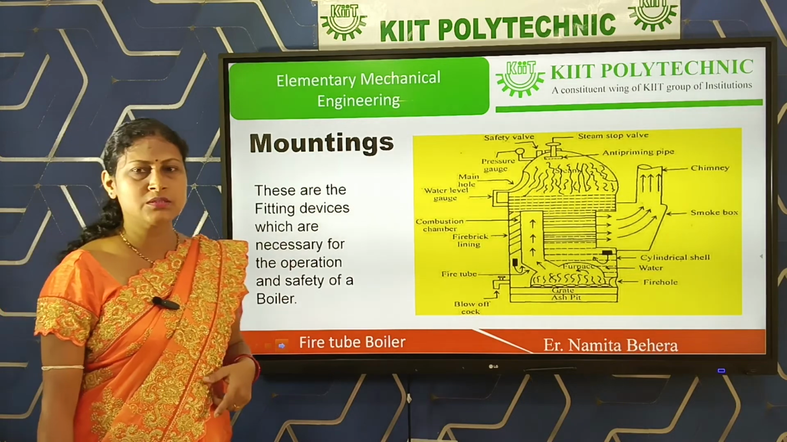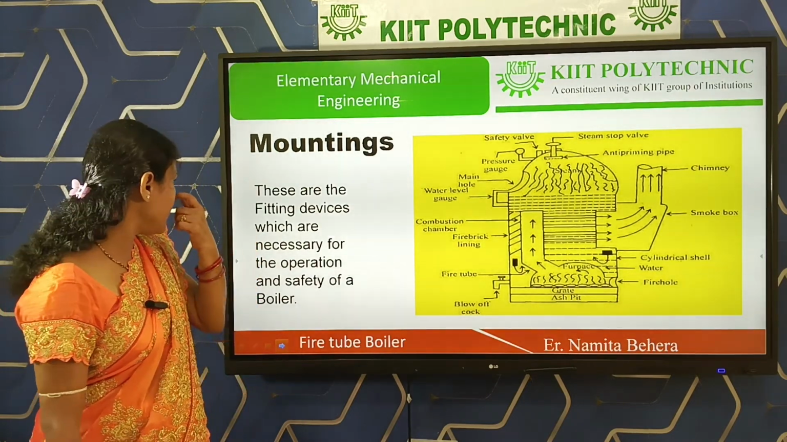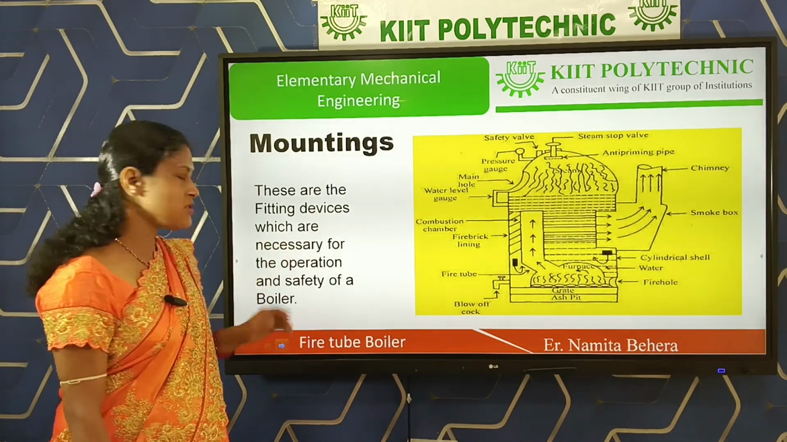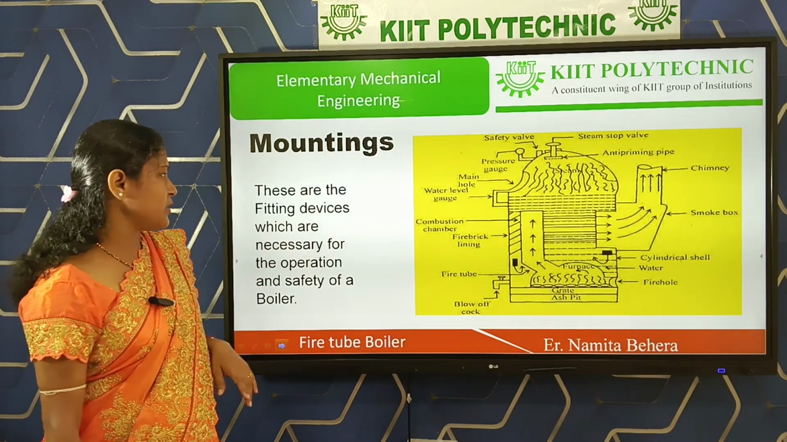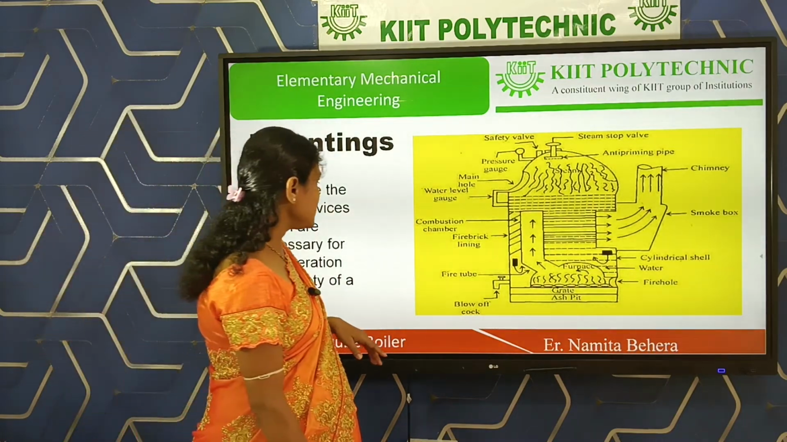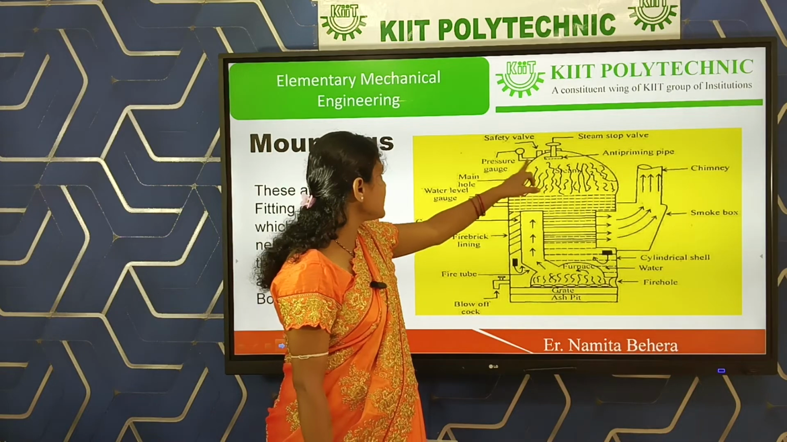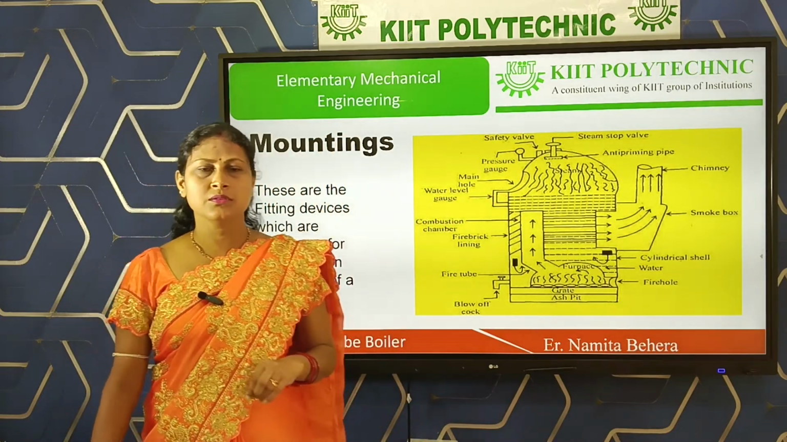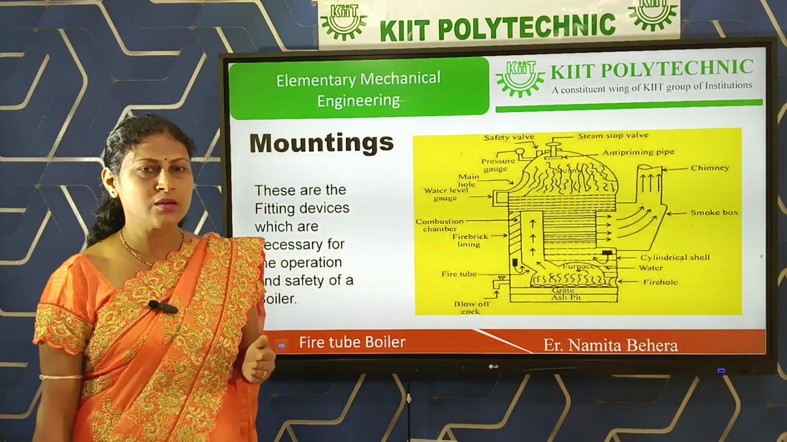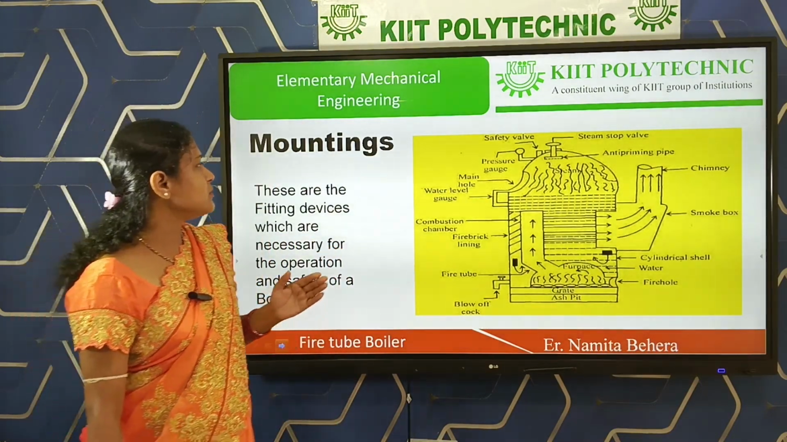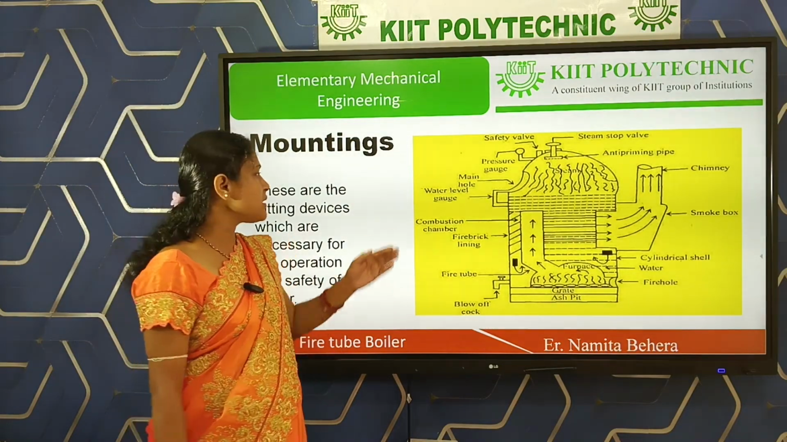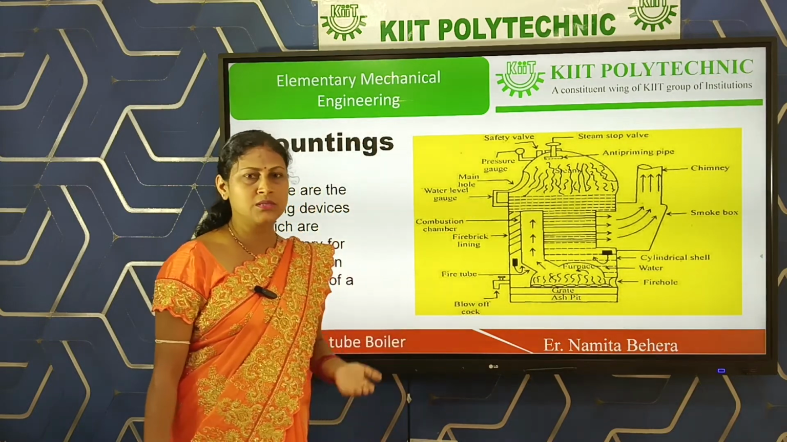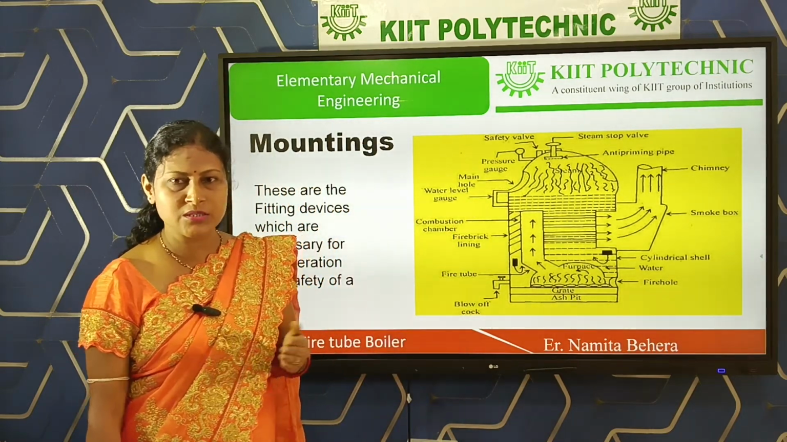So what are the mountings necessary for the Cochran boiler? Mounting means the fitting devices which are necessary for the operation and safety of a boiler. What are the mountings required? First one is the steam pressure gauge. This is called a steam pressure gauge. A steam pressure gauge is used to measure the pressure of the steam.